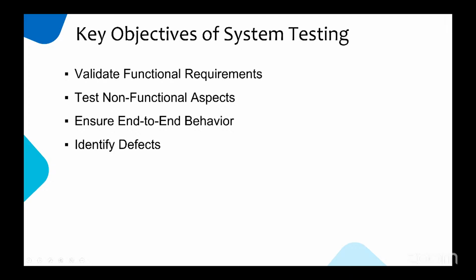So there should be some objective, right, when we start doing the testing. So here there are 4 objectives. Of course, some objectives are repeatable. That is, validate the functional requirements. See, you are going to test according to the requirement. And functional requirement means what? Functional testing. Functionally, it will work.